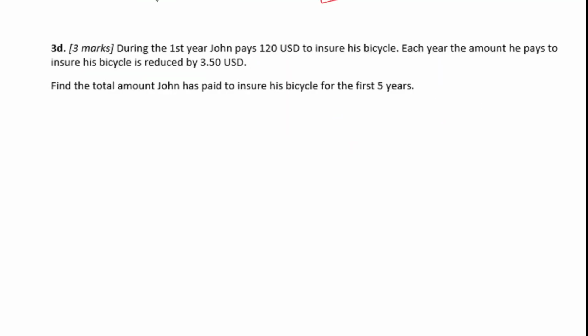Let's go to 3D. During the first year, John pays $120 to insure his bicycle. Each year, the amount he pays to insure his bicycle is reduced by 3.50 US dollars. This means this is an arithmetic sequence, and d equals negative 3.50. Find the total amount John has paid to insure his bicycle for the first 5 years, which means we are looking for S sub 5.